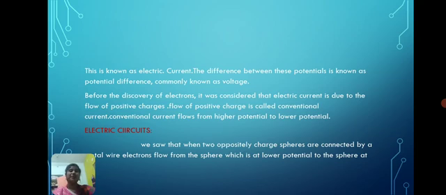Before the discovery of the electron, it was considered that electric current is due to the flow of positive charge. Flow of positive charge is called conventional current. Conventional current flows from higher potential to lower potential.